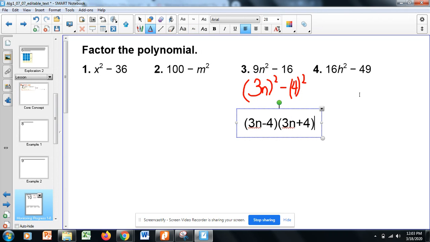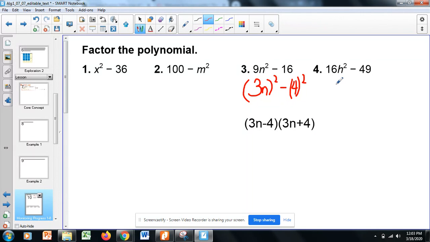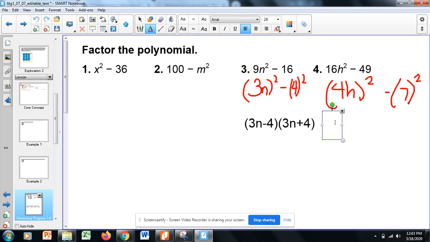So similarly, 16h squared can be written as 4h to the second power minus 7 to the second power. So when you write down your factors, 4h minus 7 times the quantity 4h plus 7.